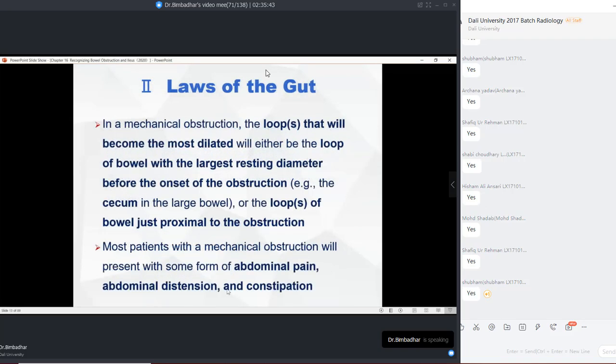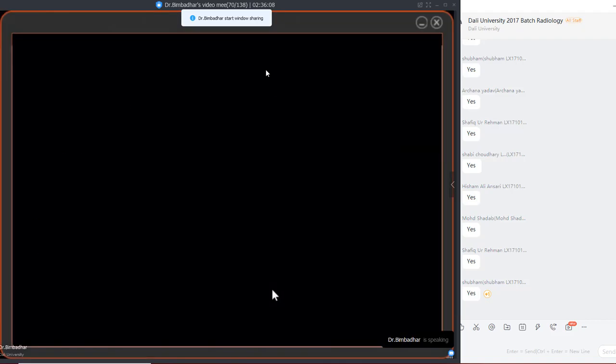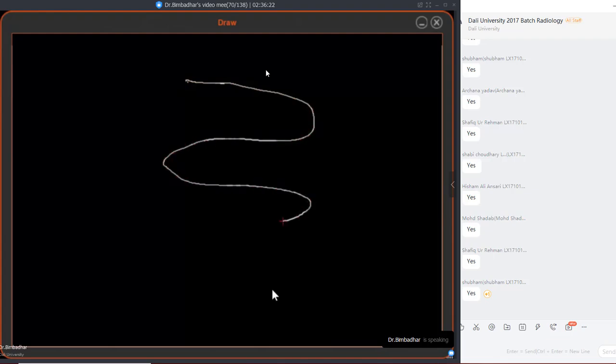In mechanical obstruction, the loops that become most dilated will be either the loop with the largest resting diameter before the onset of obstruction, or the loops of bowel just proximal to the obstruction. Remember, in mechanical obstruction, the dilatation should be much more abnormal. Let me visualize how it is happening. Let us say there is a mechanical obstruction present down here, which I was talking about as a sentinel loop before. Now let us take the same intestine again.